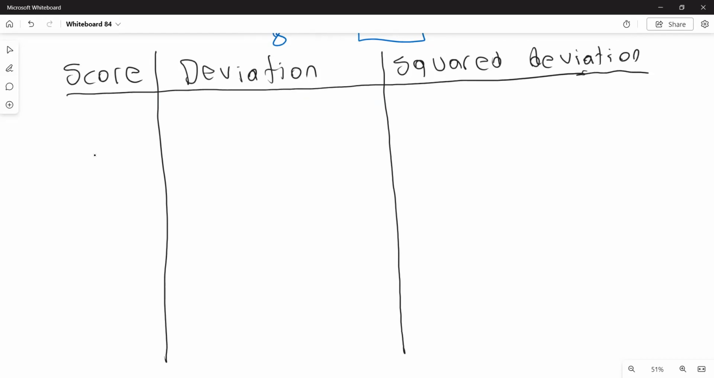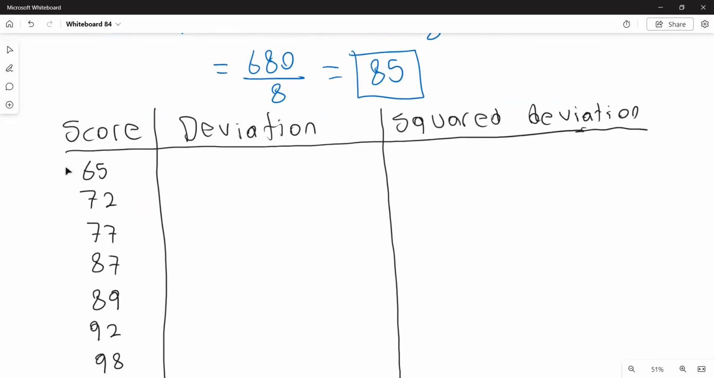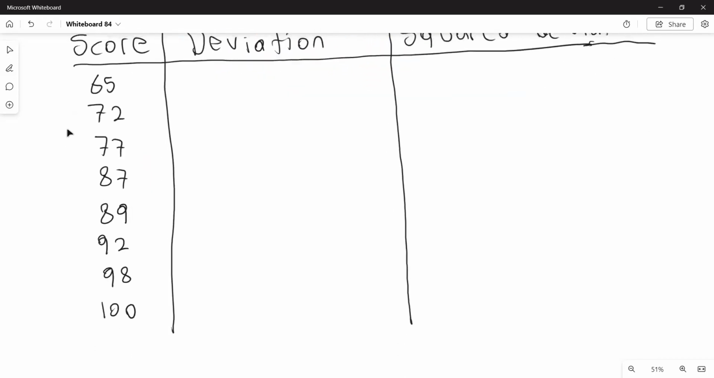Okay, the scores are 65, 72, 77, 87, 89, 92, 98, and 100. The mean is 85, so we're going to subtract 85 from each value.